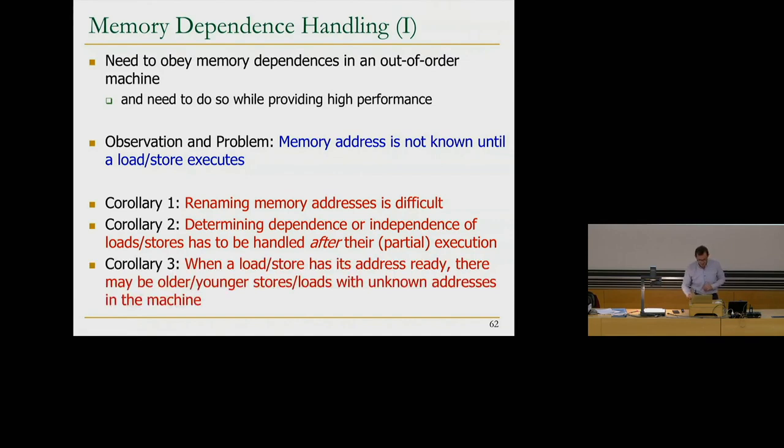Okay? And there's also another corollary, corollary 3, which is also what I discussed actually. Let's assume we're talking about loads right now. When a load has its address ready, there may be older stores with unknown addresses in the machine. And the other way around also works. When a store has its address ready, there may be younger loads with some unknown addresses in the machine. The first one is more serious, of course.